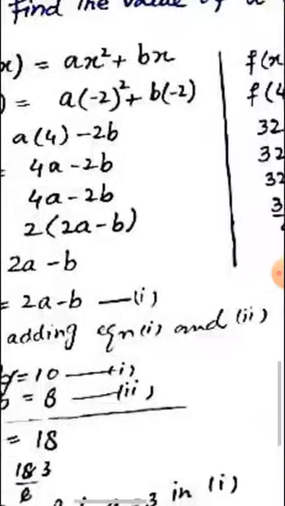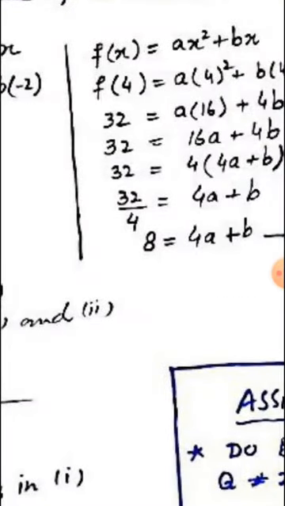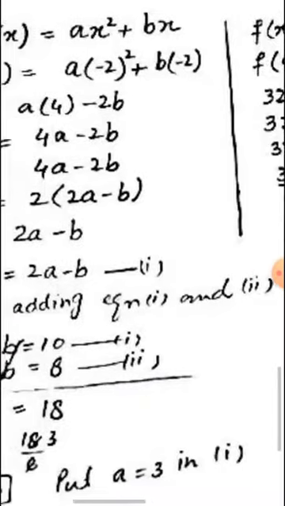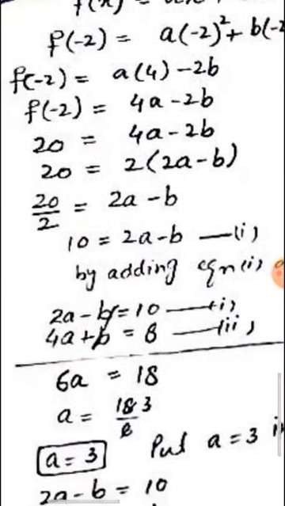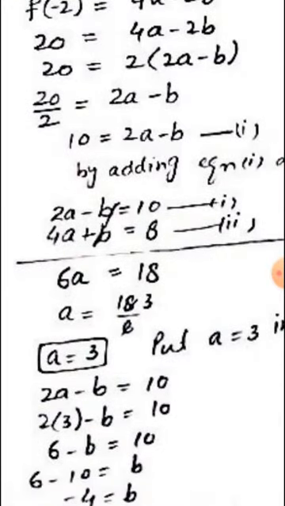So equation 1 is 10 is equal to 2a minus b, or 2a minus b is equal to 10, and equation 2 is 4a plus b is equal to 8. By adding these two equations, first write equation 1, which is 2a minus b is equal to 10, and second equation 4a plus b is equal to 8. When you add them, minus b plus b cancel, 2a plus 4a is 6a, 10 plus 8 is 18, so a is equal to 18 by 6, which is 3. So the a value is 3.